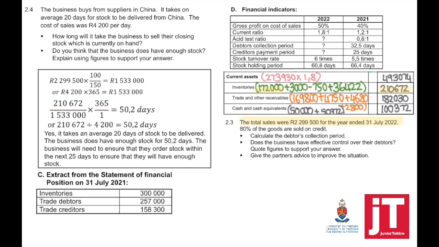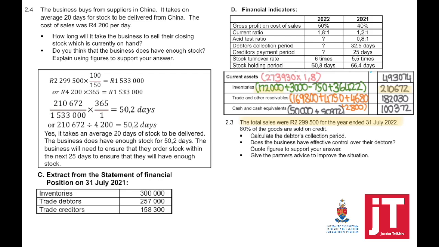So now, do you think that the business have enough stock? Yes. It takes on average 20 days of stock to be delivered. The business does have enough stock for 50.2 days. The business will need to ensure that they order stock within the next 25 days to ensure that they will have enough stock.